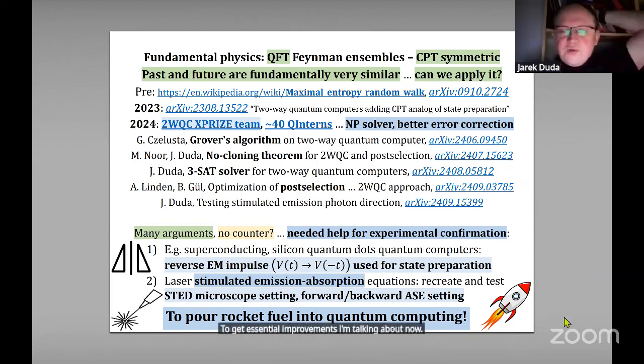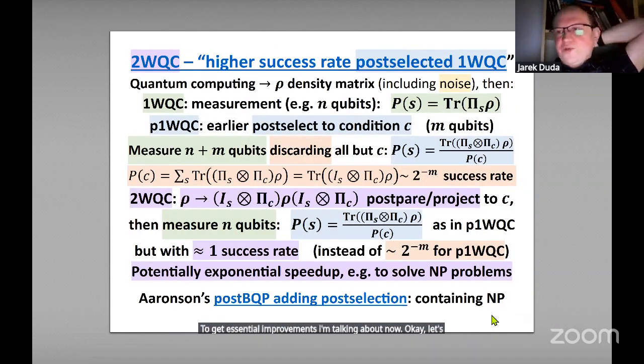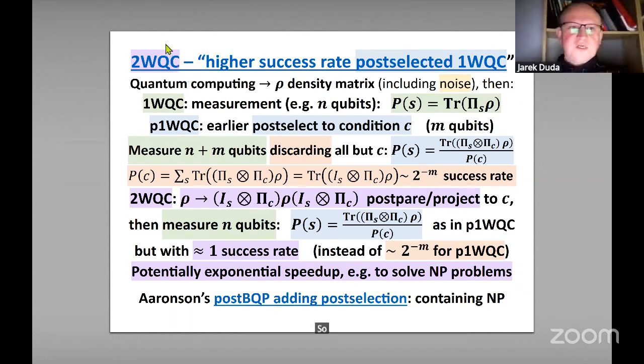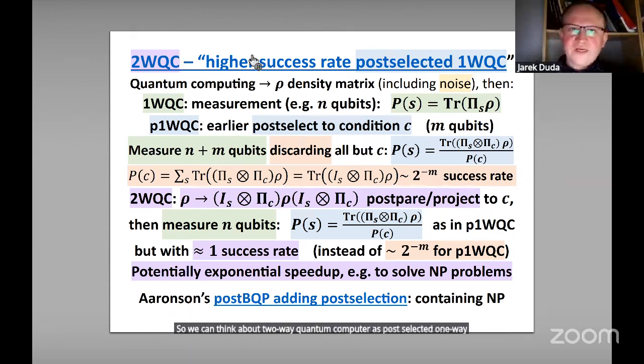Okay, let's look at a few slides about theory, and then I will go back to some more physics arguments. So we can think about a two-way quantum computer as a post-selected one-way quantum computer, but with a higher success rate.